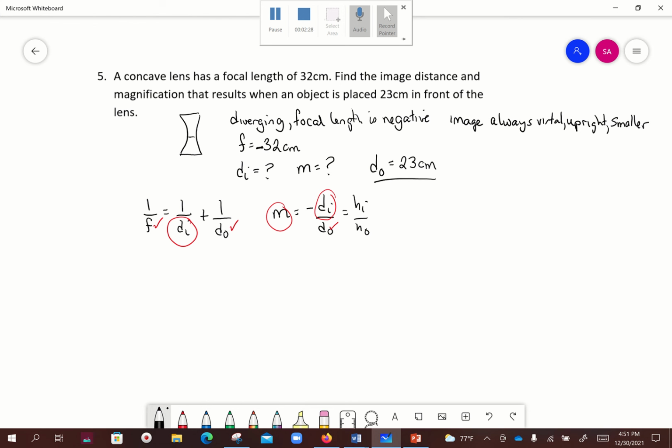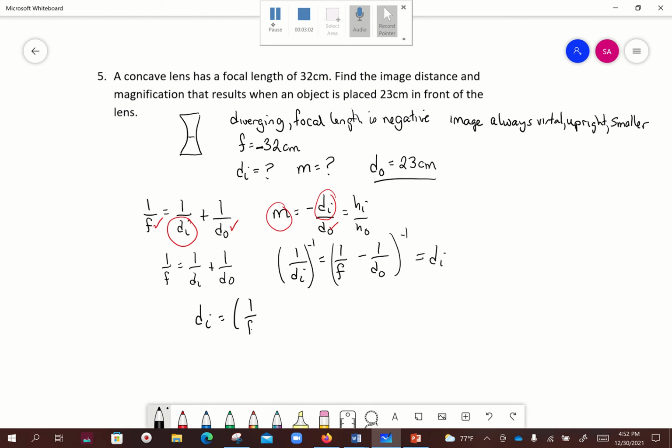All right, so I've got 1 over F equals 1 over DI plus 1 over DO. So I want to rearrange that to get DI by itself. So 1 over DI is 1 over F, and I'm going to subtract the 1 over DO onto the other side. And then to get my DI, I have to take 1 over both sides. All right, so DI is going to be 1 over (1 over F minus 1 over DO).